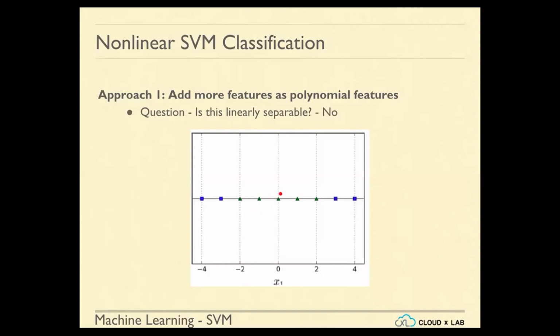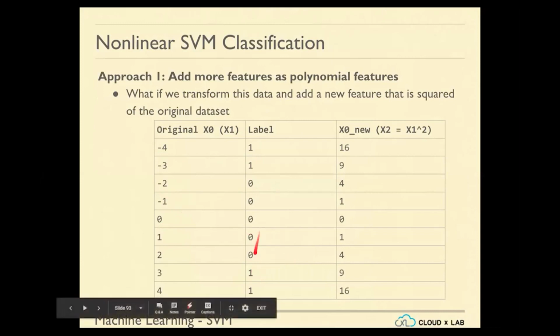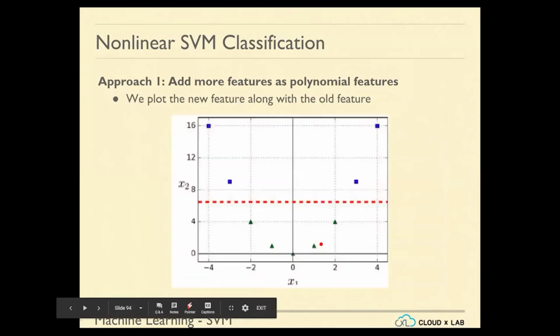So what we do in such cases is that we square it. This was our original value. For -4, the label was 1, for -3, the label was 1, for -2, the label was 0, and so on. And as soon as we reach here, the label was again 1. So 1, 0, and then 1. Now, the moment we square it, the values look like this. Let's take a look at it. When the data becomes squared, what happened was this.